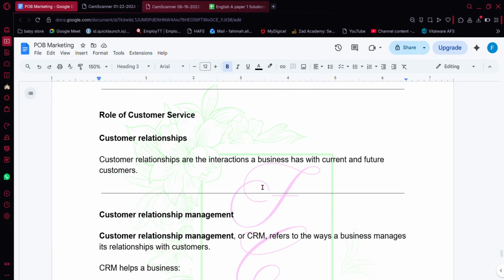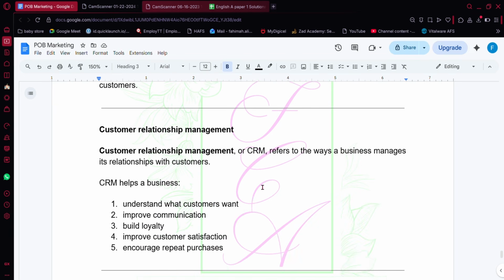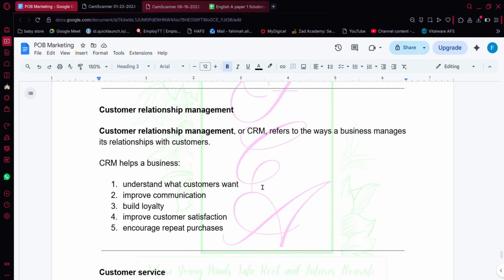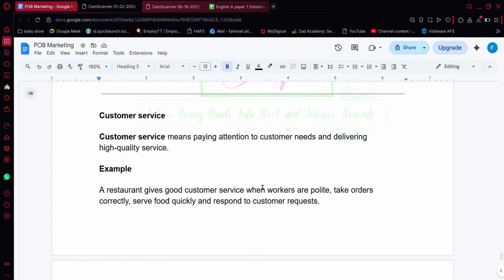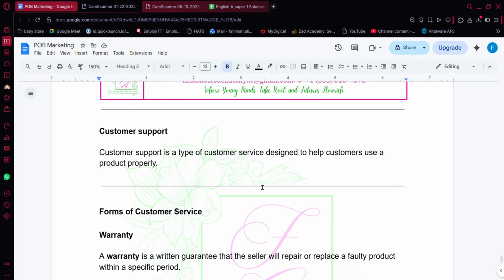The role of customer service would be customer relationships. Customer relationships are the interactions a business has with current and future customers. Customer relationship management, or CRM, refers to the ways a business manages its relationships with customers. It helps the business to build loyalty, encourage repeat purchases, and understand what customers want. Customer service means paying attention to customer needs and delivering high-quality service. Customer support is a type of customer service designed to help customers use your product properly.